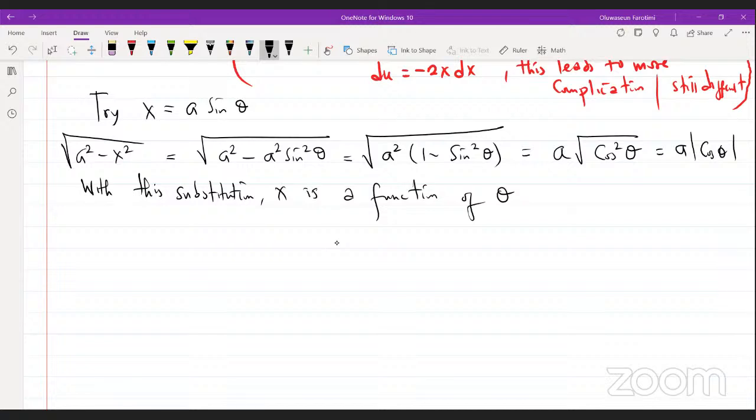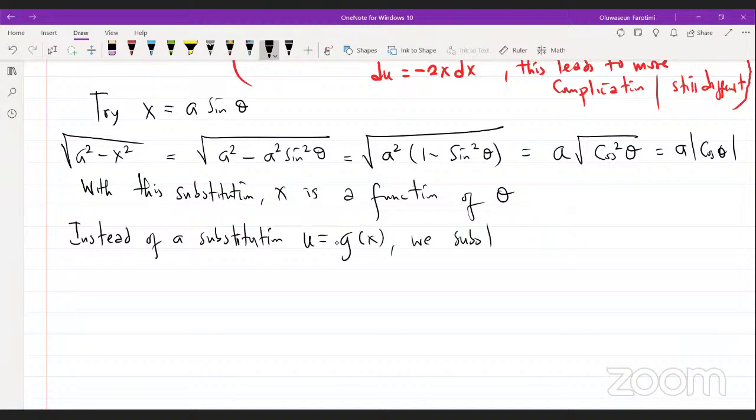Let me tell you guys what's going on. Generally, instead of making a substitution like we saw the other time, where we couldn't just have done u equals a squared minus x squared, that's going to be very complicated. So instead of a substitution like u equals g of x, we substitute x equals g of t. This is just a general idea, guys.